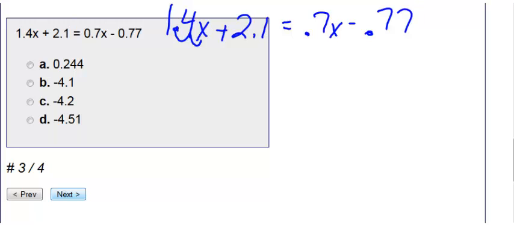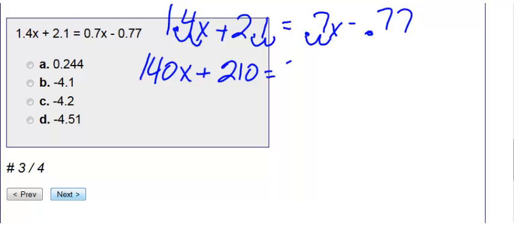So if I move this first one 2 places to the right, I'm going to get 140x. I move this 2 places to the right, I get 210. I move this 2 places to the right, I get 70x. And 2 places to the right, 77.